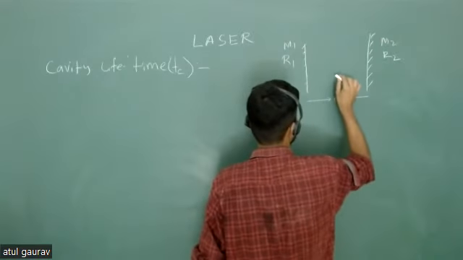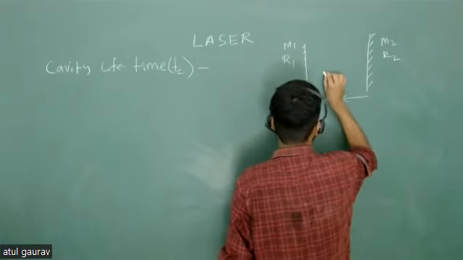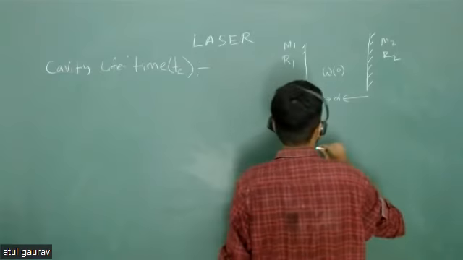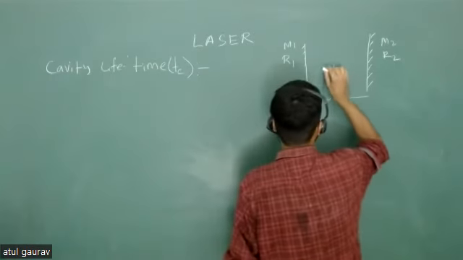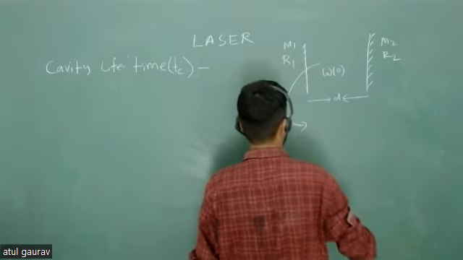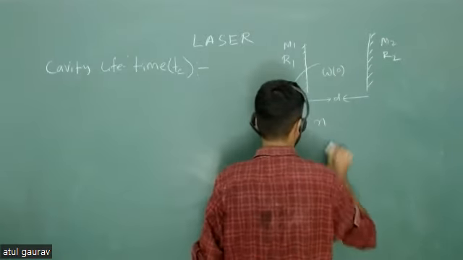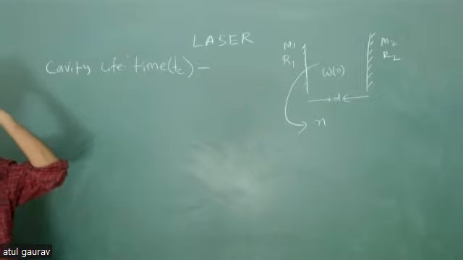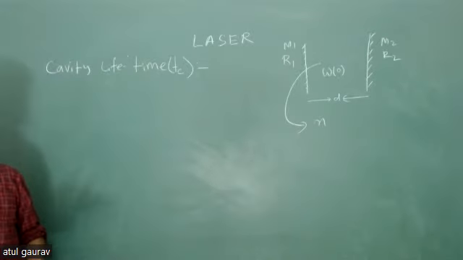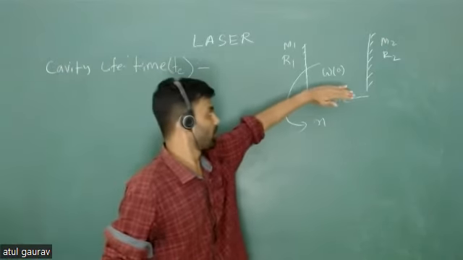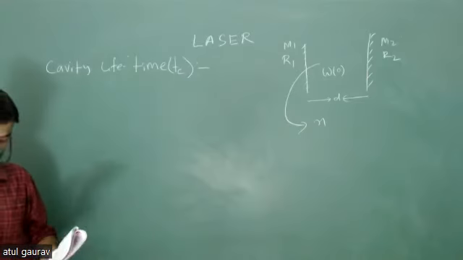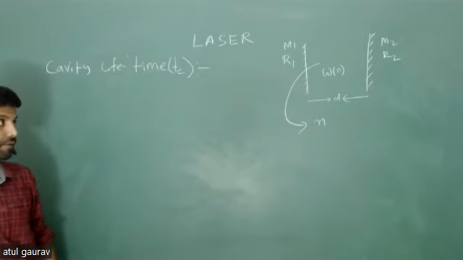Let us also assume the initial energy stored inside the cavity is W0. Further, let us assume the refractive index inside this medium is small n. Now please write the definition of cavity lifetime, then we will derive that expression. W0 is the initial energy stored inside the cavity. So please write that definition first, then we'll derive it.